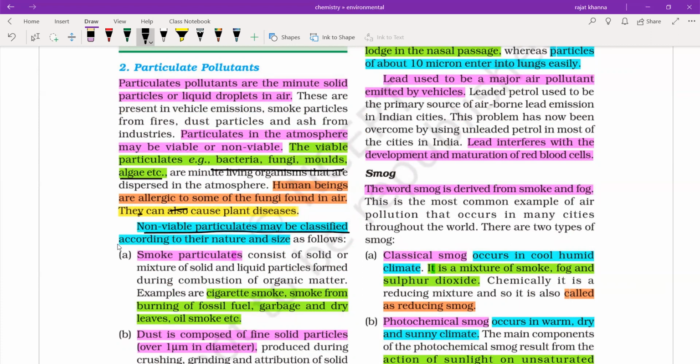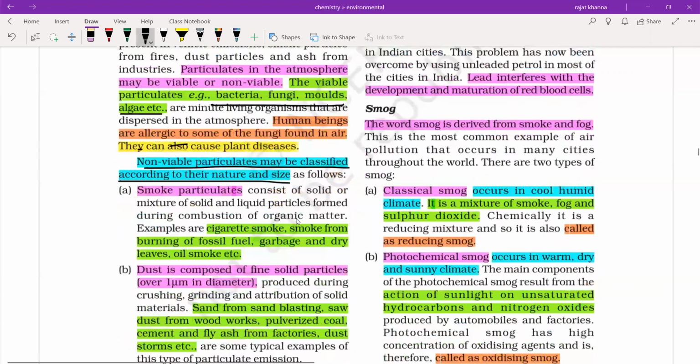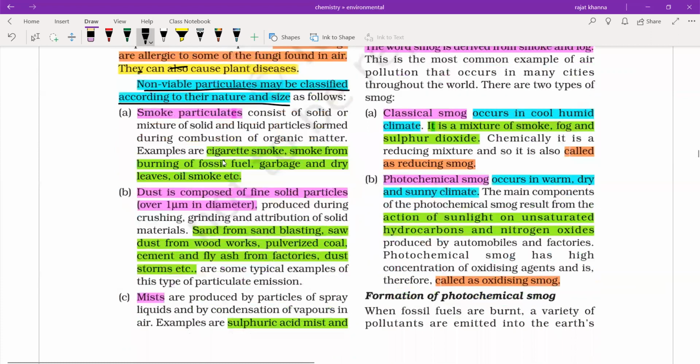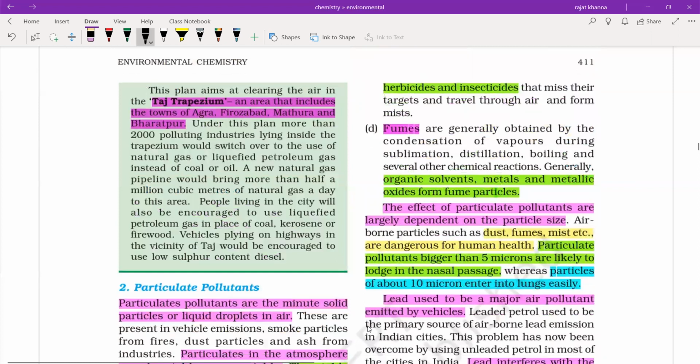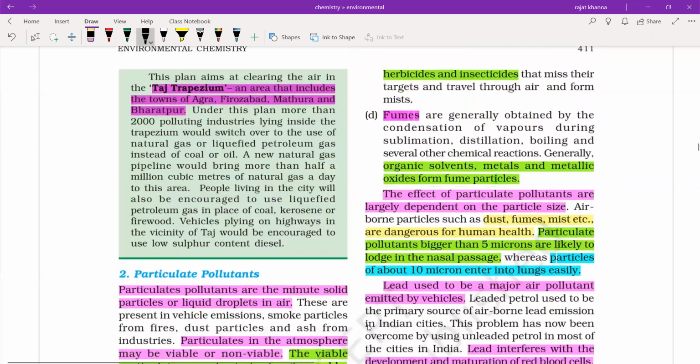Non-viable particulates may be classified according to their nature and size. Smoke particulates: cigarette smoke, smoke from burning of fossil fuel, garbage and dry leaves, oil smokes, etc. Dust is composed of fine solid particles over 1 micrometer in diameter: sand from sandblasting, sawdust from woodworks, pulverized coal, cement and fly ash from factories, etc. Mist: sulfuric acid mist and herbicide and insecticide fumes. Organic solvents, metals and metallic oxides form fume particles.